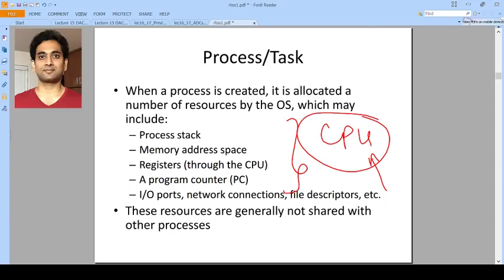In addition to the CPU, there are other resources that are needed: a process stack, a memory address space, some registers, a program counter, and some access to the input-output ports, peripherals, network connections, file descriptors, APIs, and other resources. So in other words, a process needs a lot of resources in addition to CPU. Some of these resources, for example the process stack and memory address space, are not shared with other processes. On the other hand, CPU is shared with a lot of other processes.